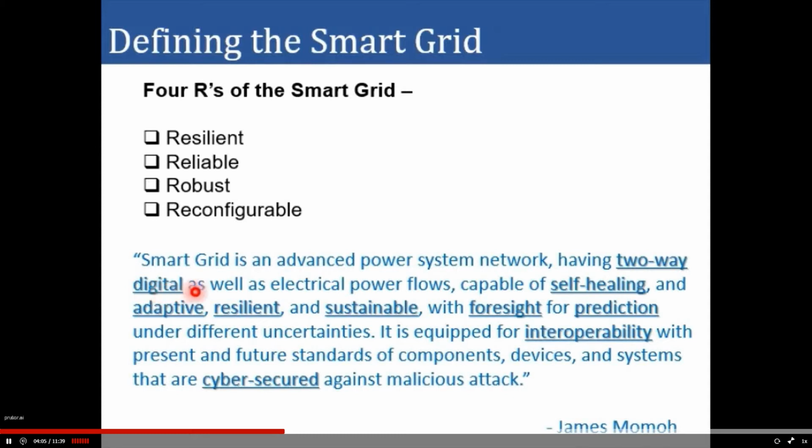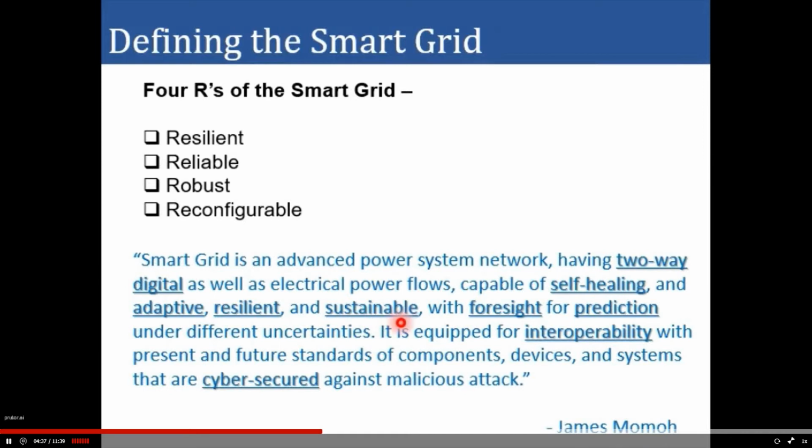So we will have two-way digital communication as well as electrical power flow. Two ways means the power can be flowing bidirectionally in the power system network. It has a capability of self-healing, which means if there is a fault, the system will address that fault automatically without any external intervention. So that means self-healing. Now, adaptive and resilient, that we have discussed.